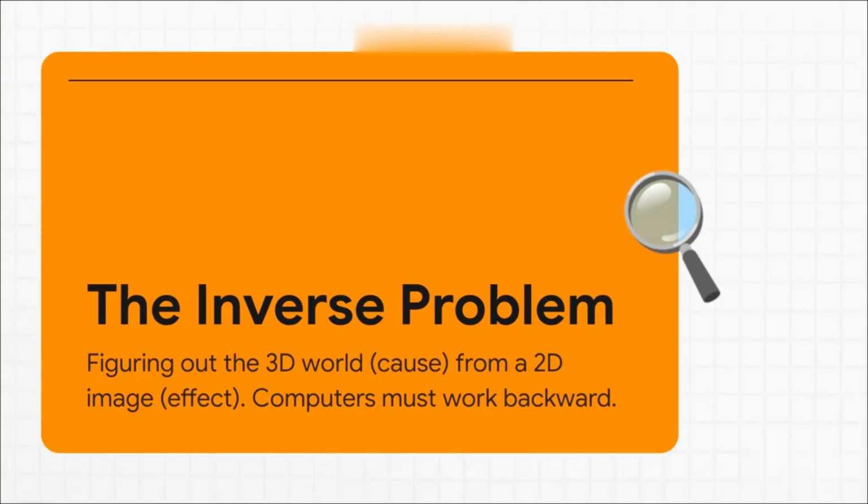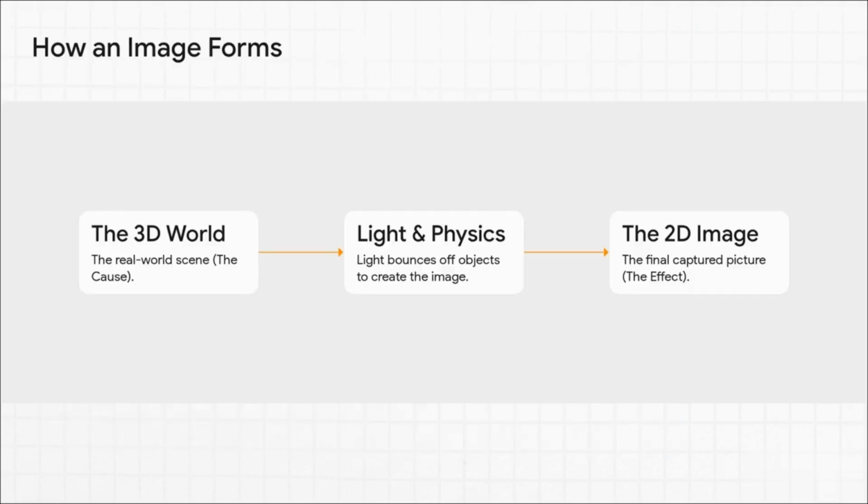Okay, so think about it like this. An image is just a flat 2D projection. It's the effect of a rich, complex 3D world. The computer only gets that final picture, that 2D effect. And from that alone, it has to work backward to guess everything that created it. The shape of the objects, the way the light was hitting them, the different textures. It's kind of like being given only the answer, 42, and being told, okay, now figure out what the original question was.